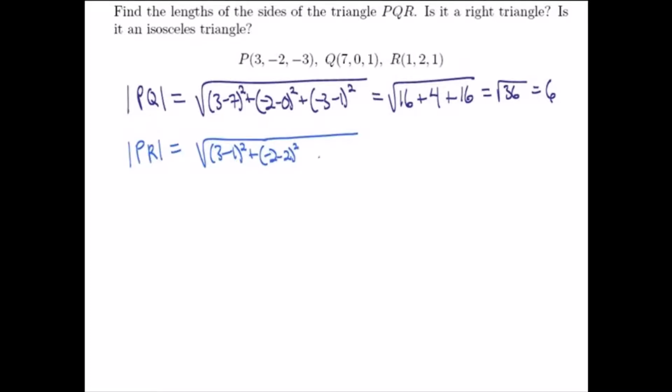So negative 2 minus 2, we're going to square that, plus the difference in the z values from negative 3 to 1. That's again going to be a difference of, well, 4 the way we have it subtracted, but when we square that we'll get 16.